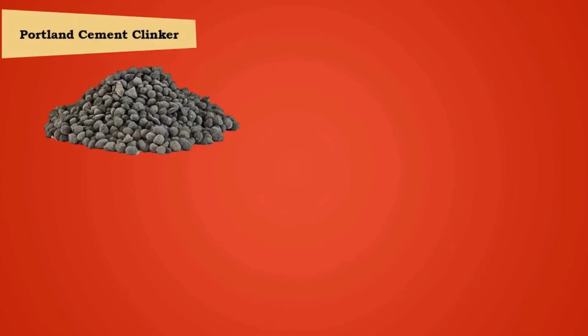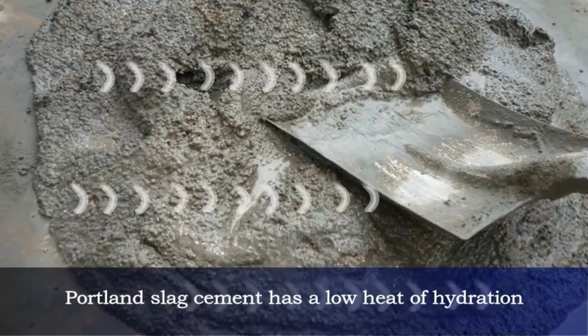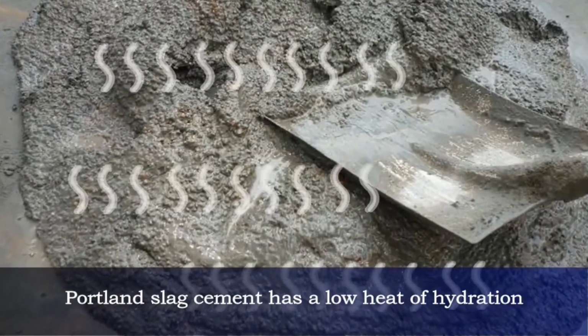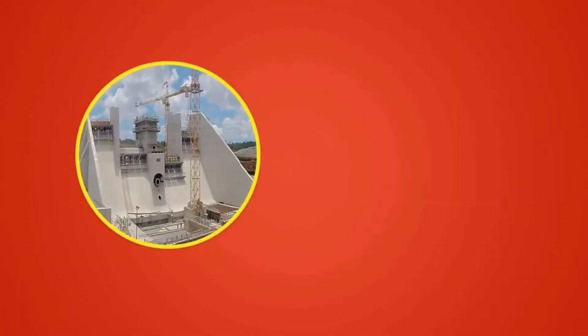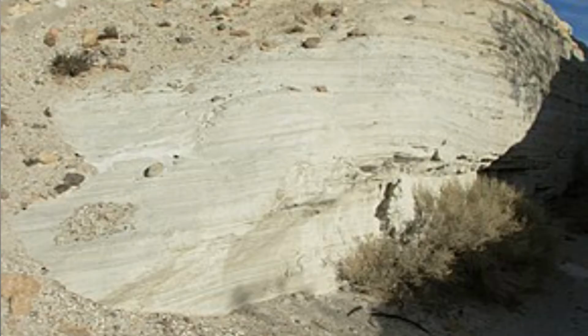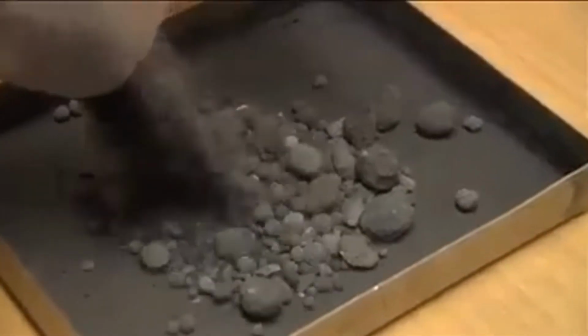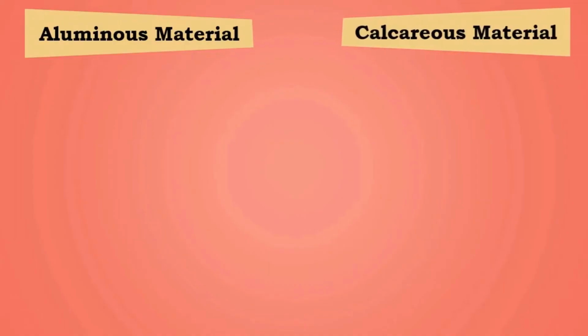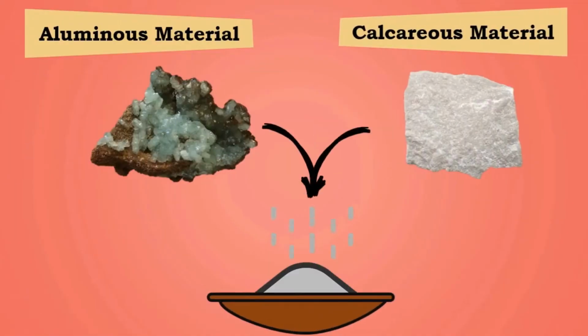Slag cement is made up of Portland cement clinkers and more than 30% of foundry sand. Slag cement has lower heat of hydration than Portland cement, and slag cement also possesses higher chemical resistance. Pozzolan cement is made up of pozzolan, cement clinkers, and also gypsum. Alumina cement is made up of calcium oxide and aluminium oxide compound.